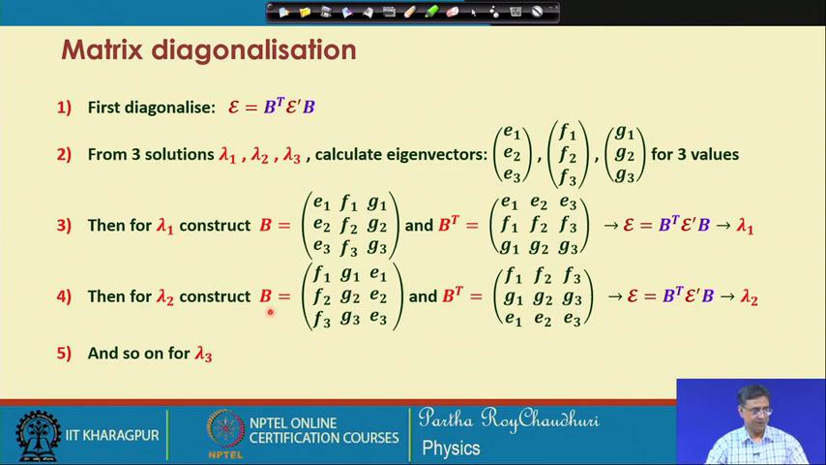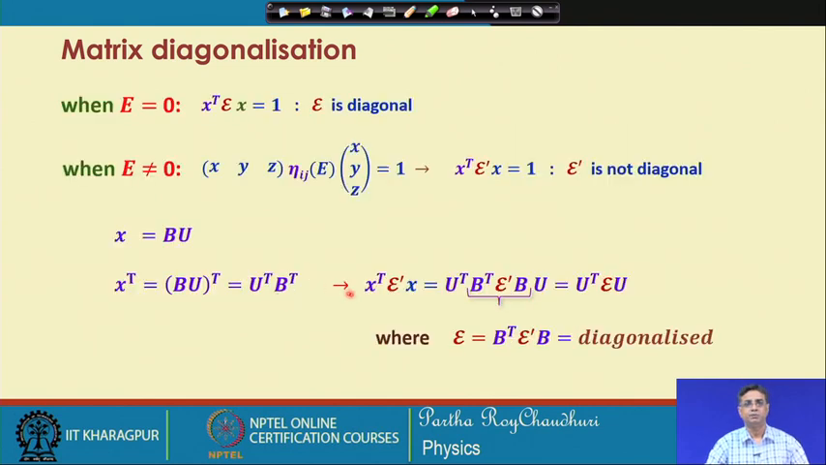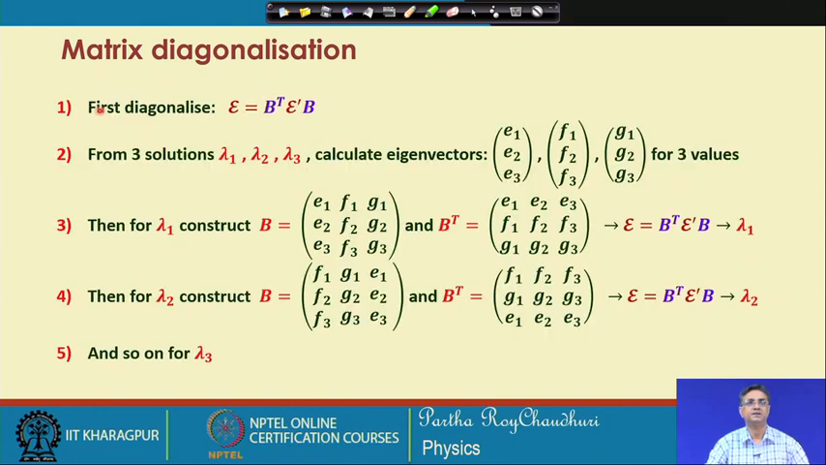So, what we have represented here with indices, now we will just quickly discuss in terms of the steps. The first step is to diagonalize this eta by doing this, and once you have diagonalized it, you get 3 solutions, lambda 1, lambda 2, lambda 3. Then we can calculate the eigenvectors, knowing this from the polynomial equation of the matrix.